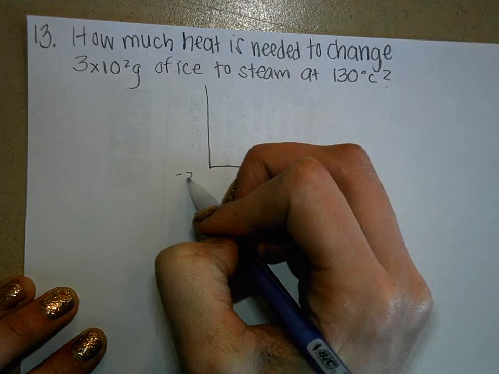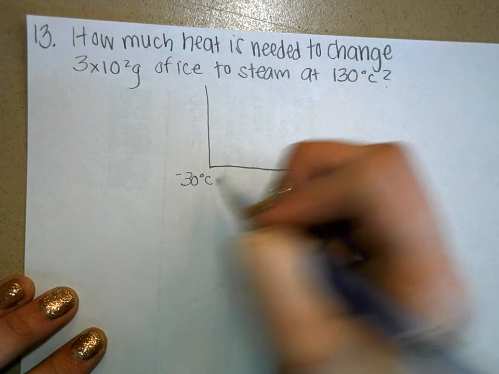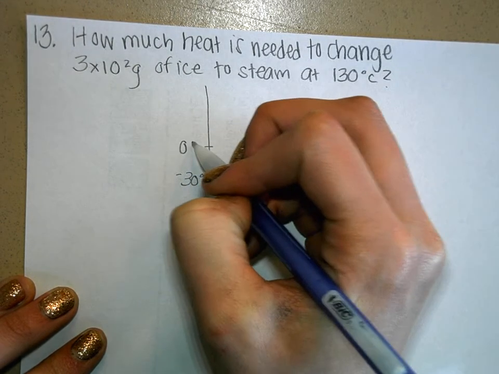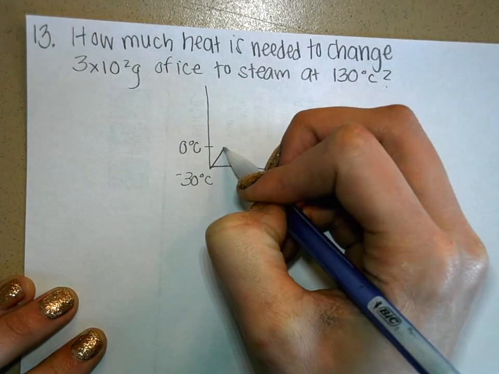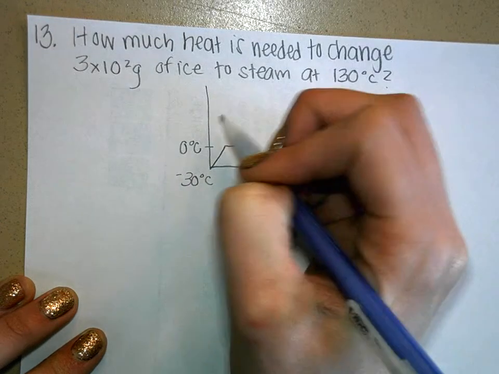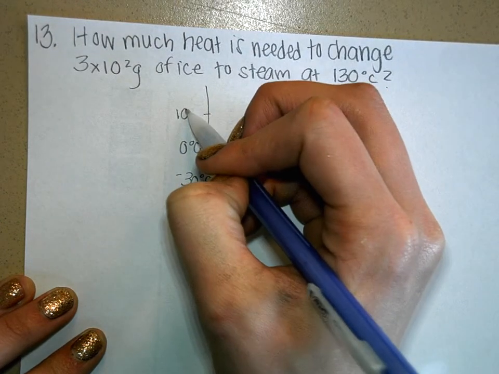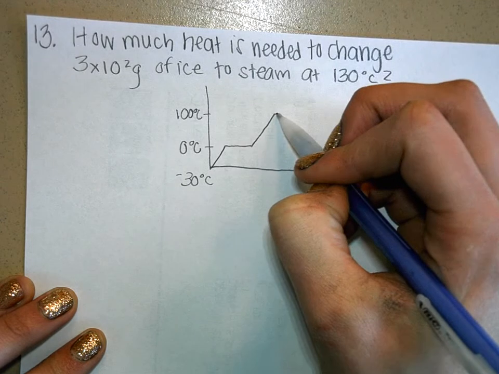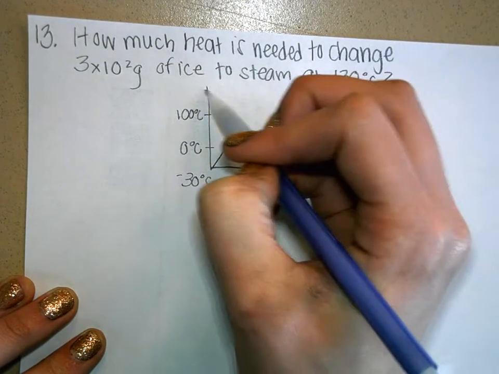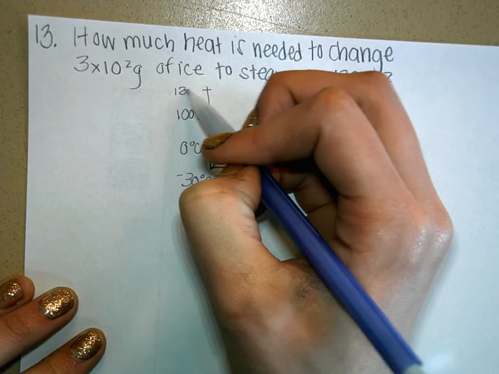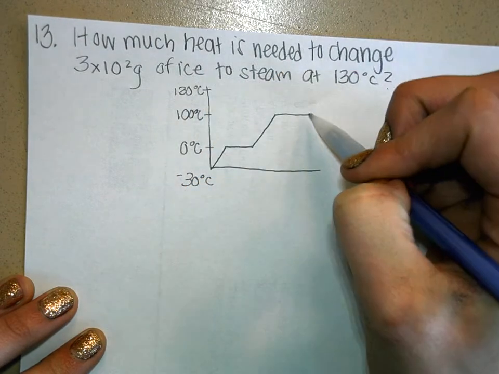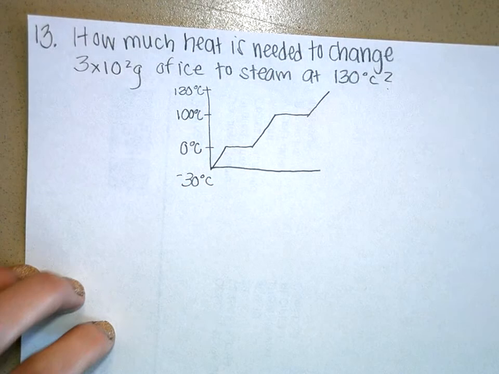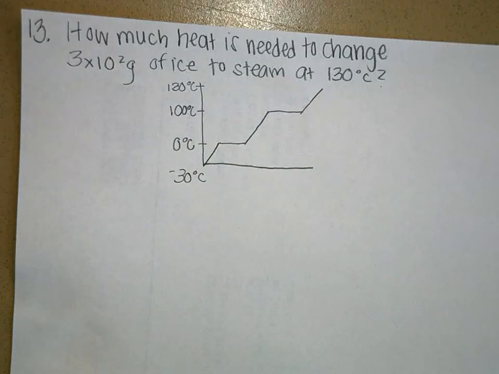So we're starting out at negative 30 degrees Celsius. Then we want to get to 0 degrees Celsius. Our ice is going to melt. Then we're going to need to heat it back up to 100 degrees Celsius. This is where it's vaporized. And then to get our final Q5, it's going to be heated back up to 130 degrees Celsius. So we have 5 steps to do.